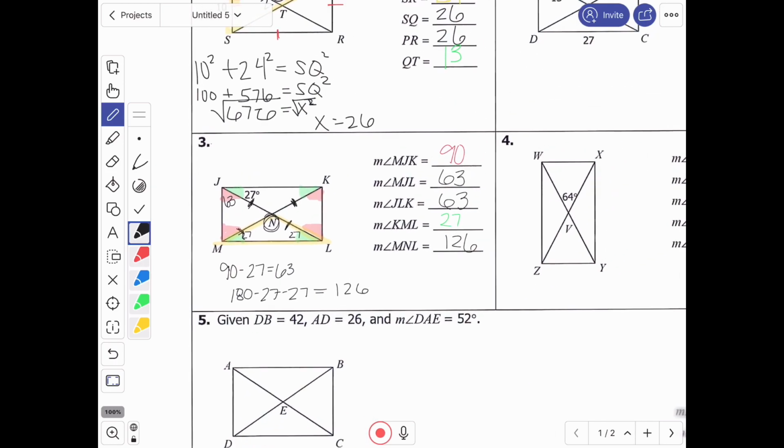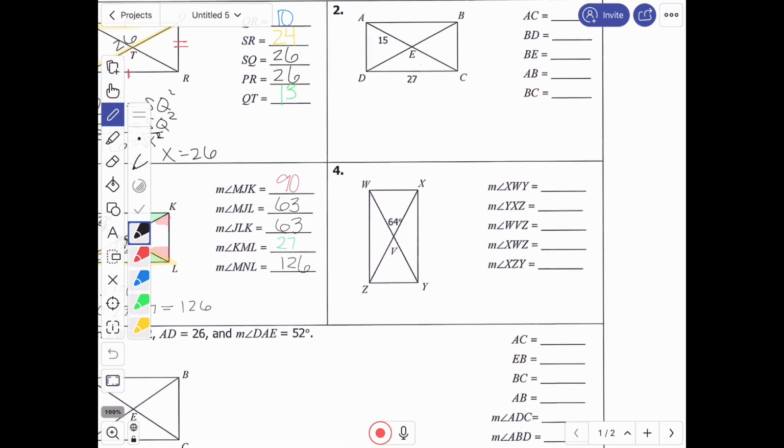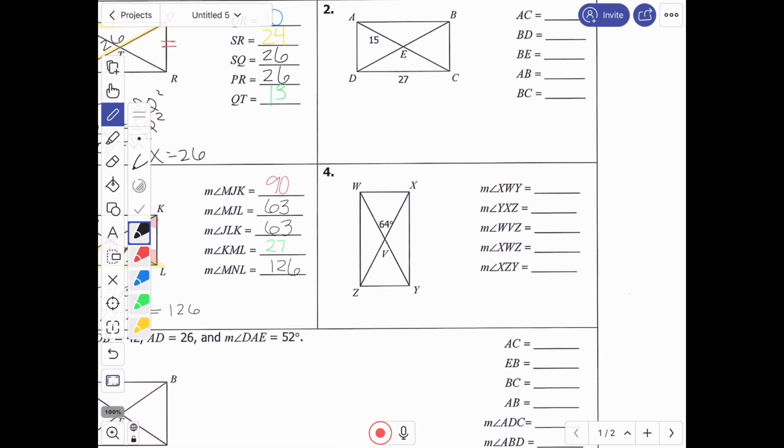A hint for number 4. Number 4, you're dealing with angles again. I would really focus on the fact that this triangle and this triangle are congruent, and they're all isosceles triangles. So that means that this angle and this angle have to be congruent, okay? That's as much of a hint I'm giving you.